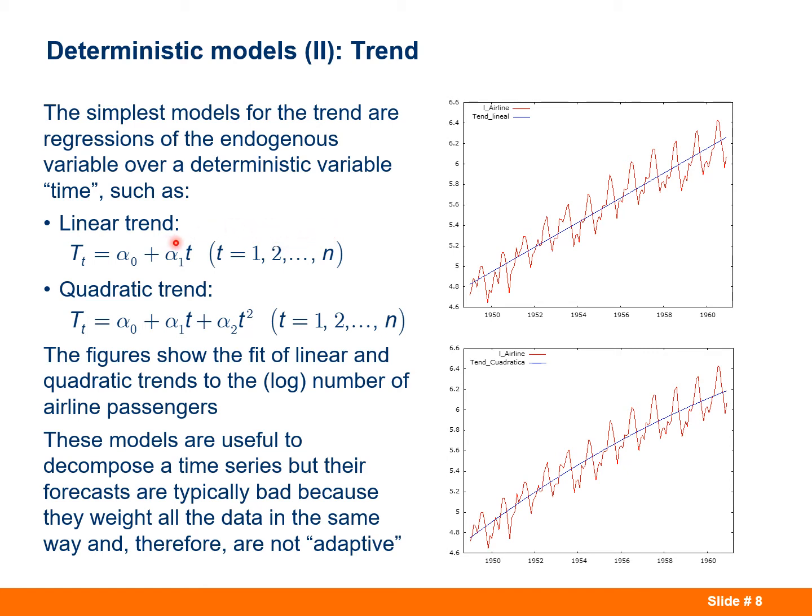So t is time. We could also want to fit the time series with a little curve, like the one shown in the second plot. In this case, the trend component would be alpha 0 plus alpha 1 t plus alpha 2 time squared. These models would extract something that we call trend, but as we see, they fit the time series badly because there are other features that we may want to represent.